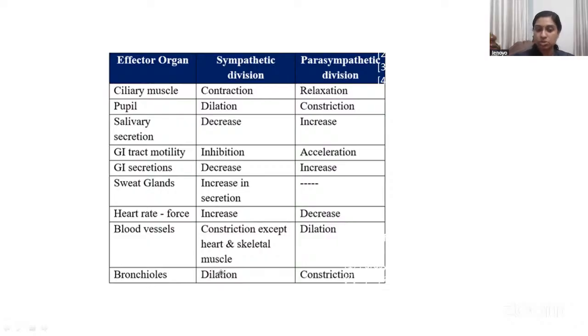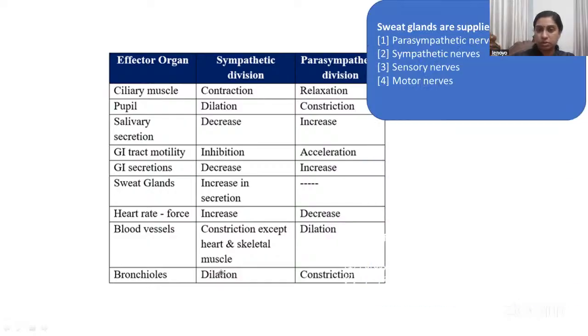And bronchioles also dilatation. That's why the anti-asthmatic drugs are mainly sympathetic. Sympathomimetic drugs are also anti-asthma drugs. Why? Because of the dilatation of the bronchioles, which will make the respiration easier. Okay. So, this is also a very important question.